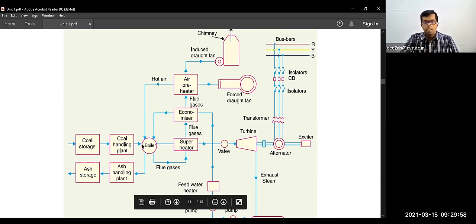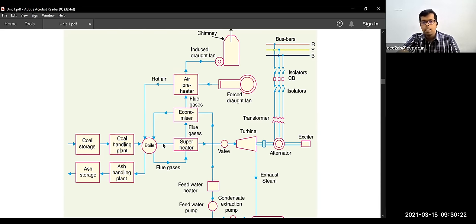This arrow mark is very, very important. Without it, if you simply draw the block diagram, you will get only 2 marks in the exam. So ensure that you draw the arrow marks also. It is fed into the boiler.